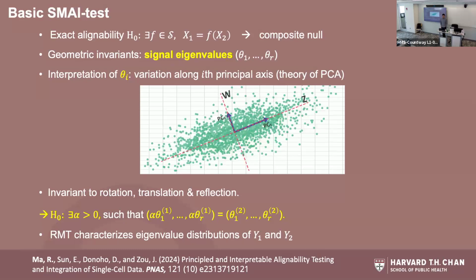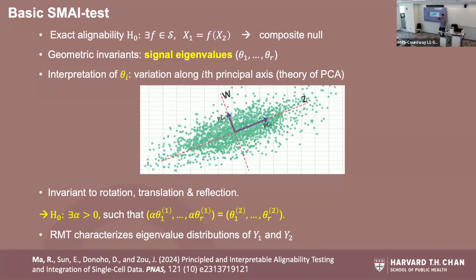So now something about this test procedure. Again, the null hypothesis here is that there exists some transformation so that this relation holds. And this transformation is one member from the similarity class, which contains an infinite number of components. This is essentially a composite null hypothesis.